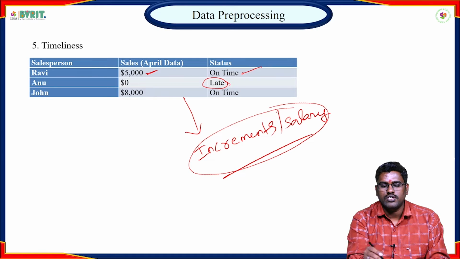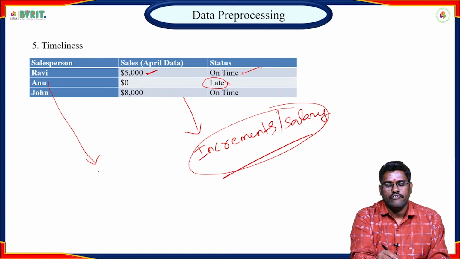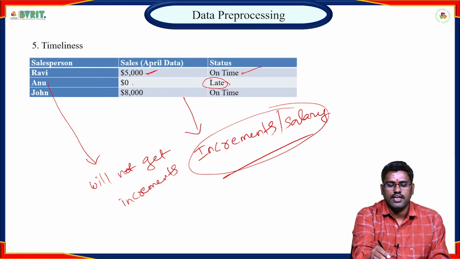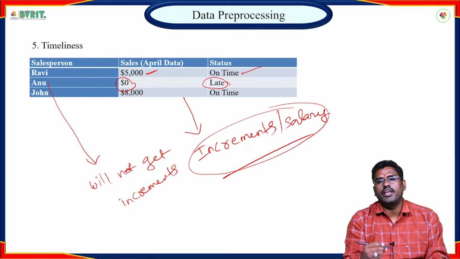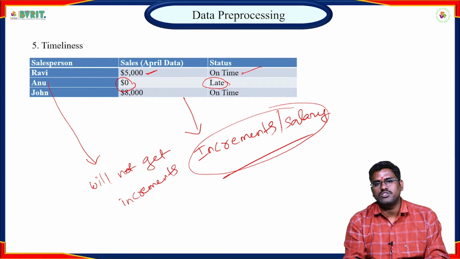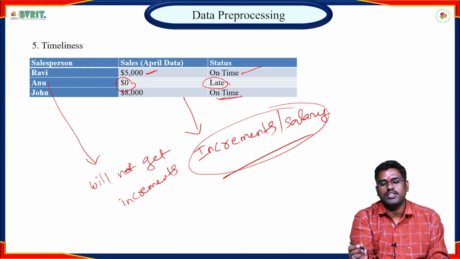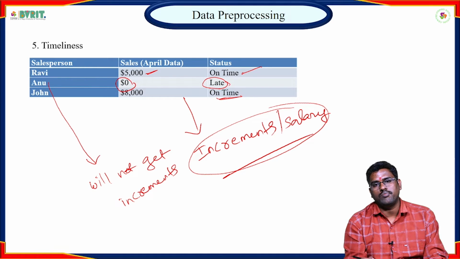So Anu will not get increments. Why? Because in April they did not have any sales value. They have 0 sales, which means they won't get any increments, and they won't get any profit for this. In the case of John, they are showing 8,000. Based on that, they submitted within the time, so based on that, we will get the increments.